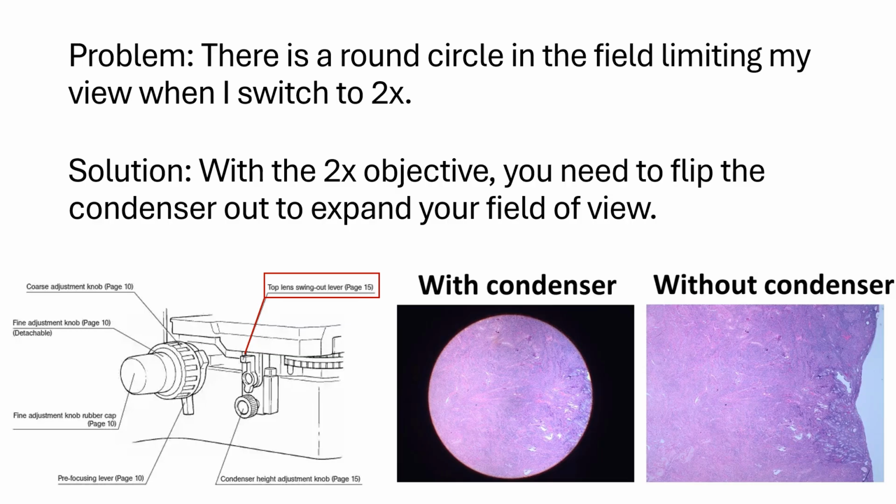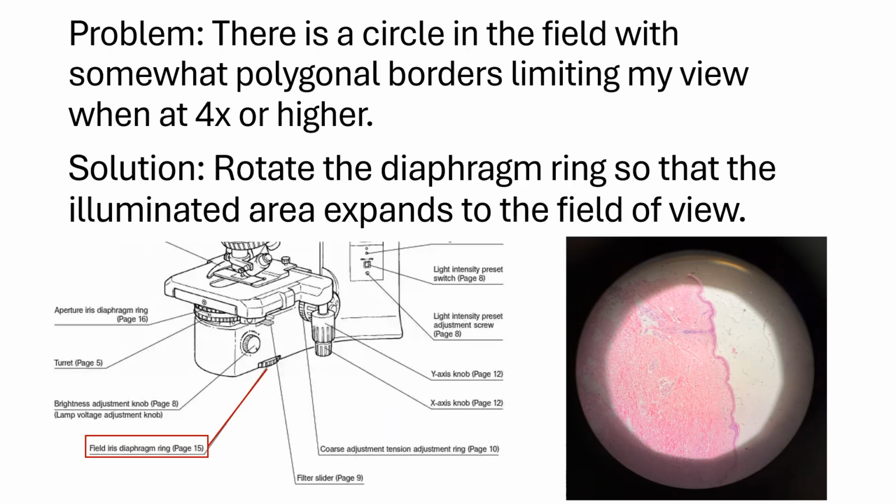On the other hand, you may find in some situations that you have a round circle in your field of view that limits your view when at 2x, as in this image on the left. And this would happen if you forgot to flip the condenser out to expand your field of view when using the 2x objective. Now, if you ever notice this circle in your field of view when you're not at 2x, so at 4x or higher, and the dark circle has slightly polygonal borders, as in this image on the right, this is just an indication that the diaphragm needs to be rotated slightly to expand the diaphragm to your field of view.